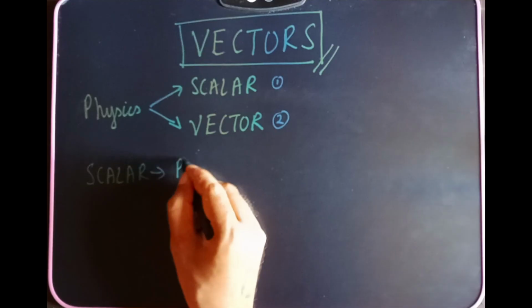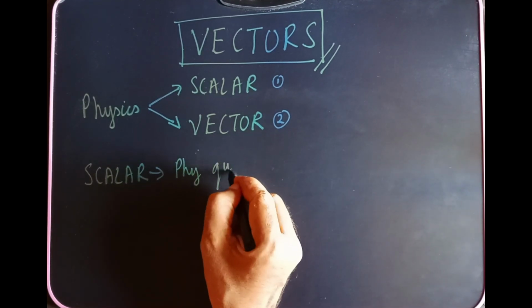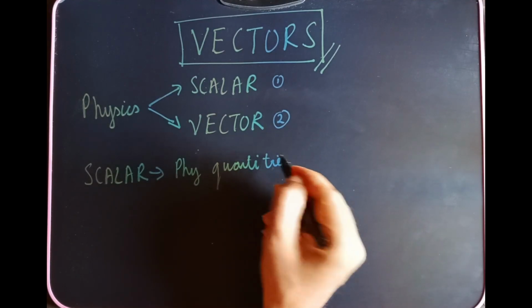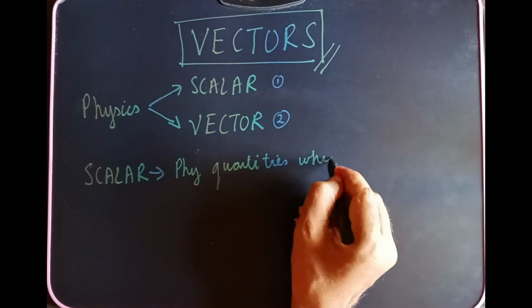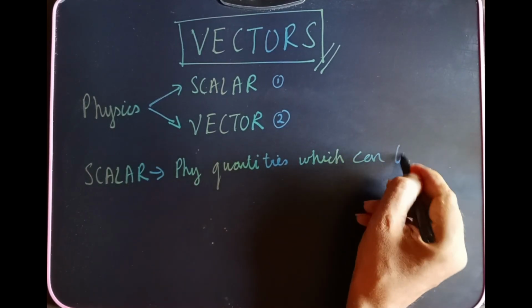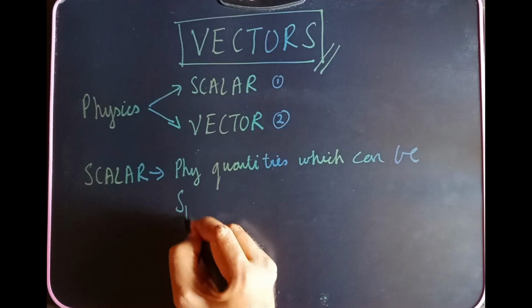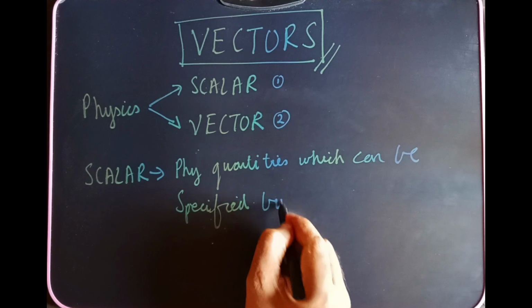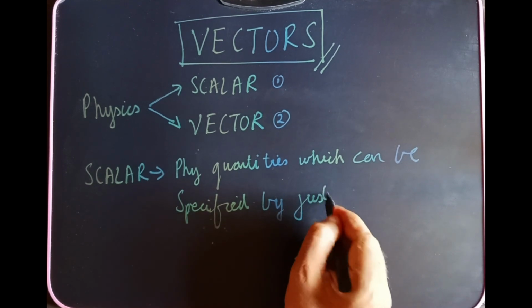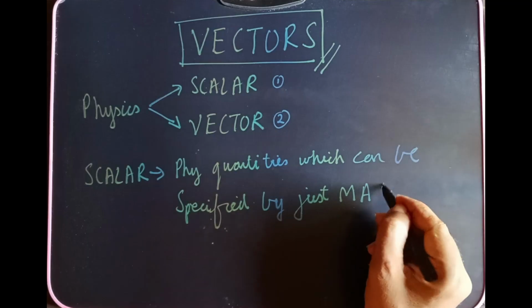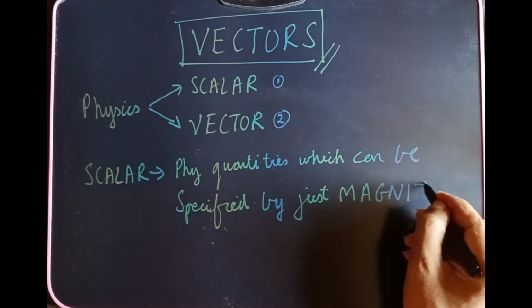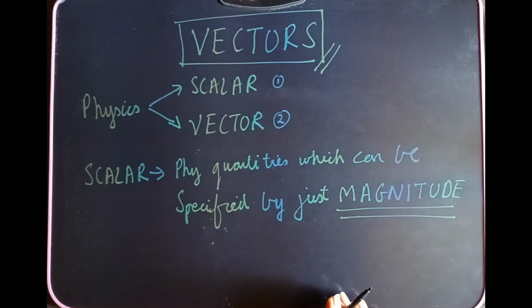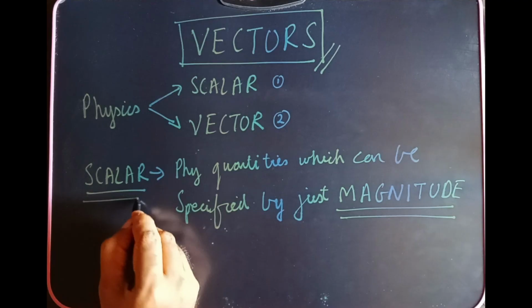That means the physical quantity which can be specified by just magnitude. What? By just magnitude. These are called as scalar quantities.